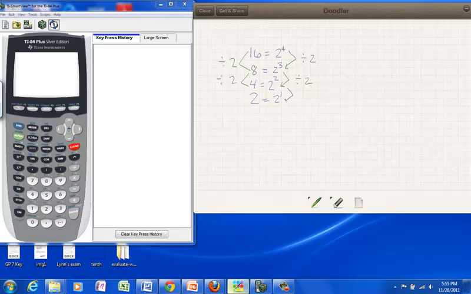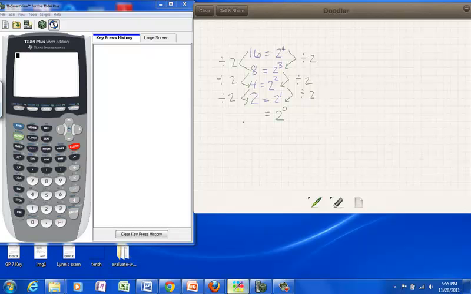If we continue this pattern, dividing by 2 in each step, four divided by 2 is 2. So now let's suppose we want to go backwards one more step. If I'm going down this side, here's 2 to the fourth, 2 to the third, 2 to the second, 2 to the first. The next number down should be 2 to the 0 power.